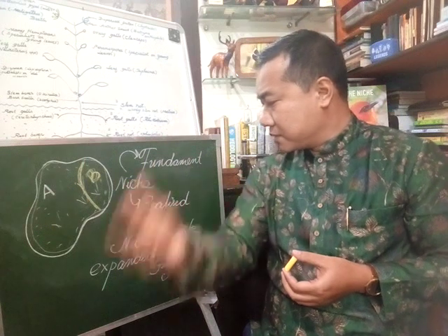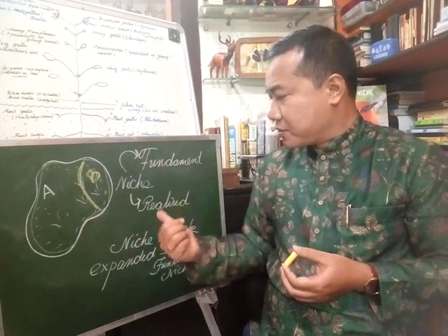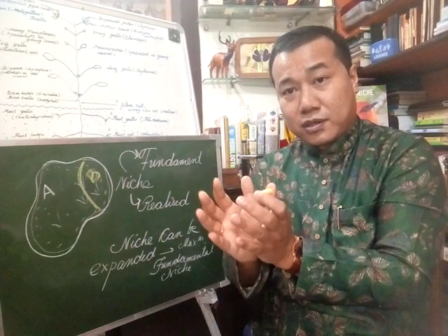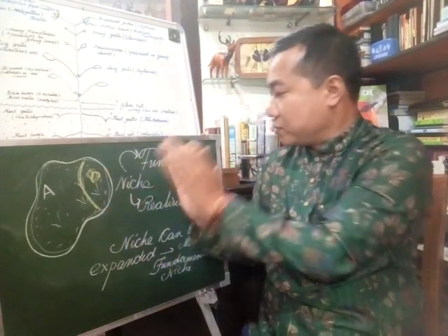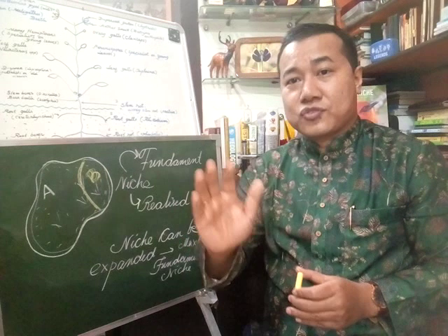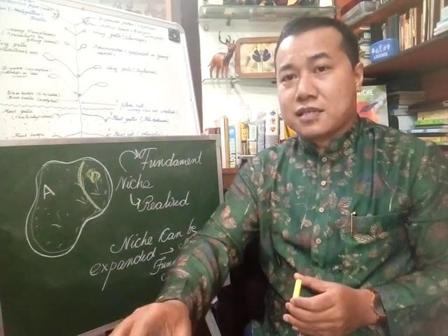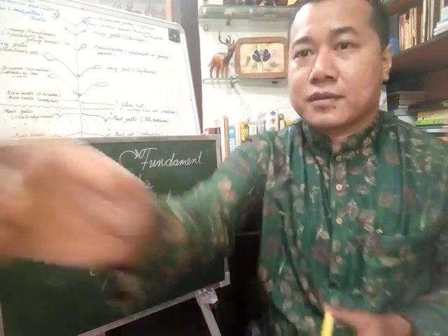Then you have the fundamental niche, which is different from the realized niche. The realized niche is smaller, right? The realized niche will be equivalent to the fundamental niche size when there is no predator and resources are uncompeted and plenty.